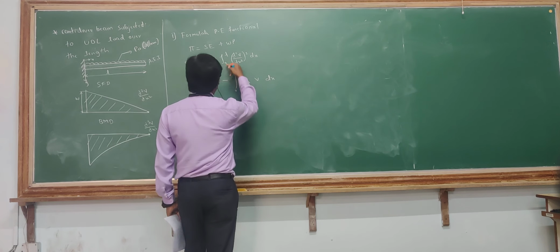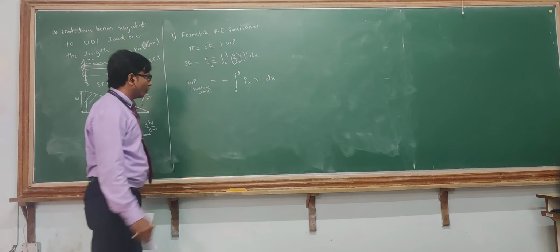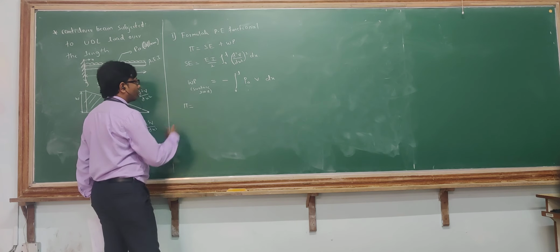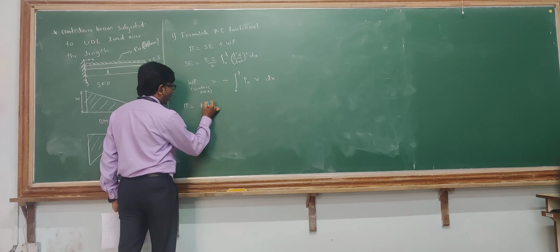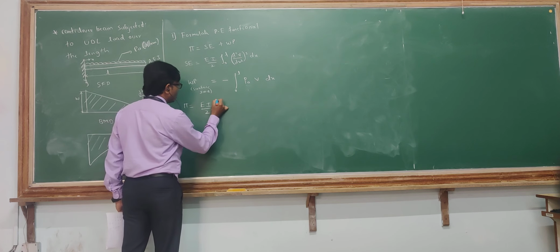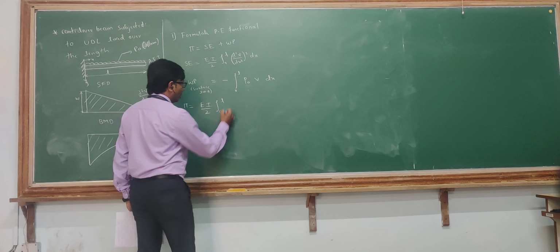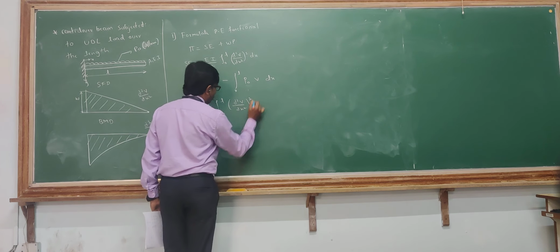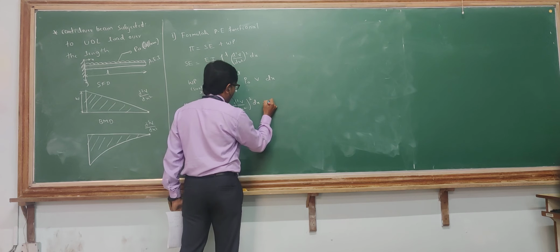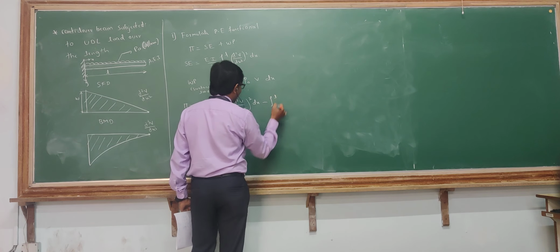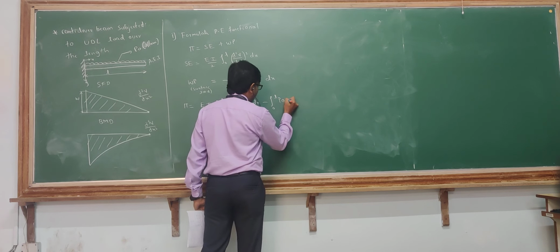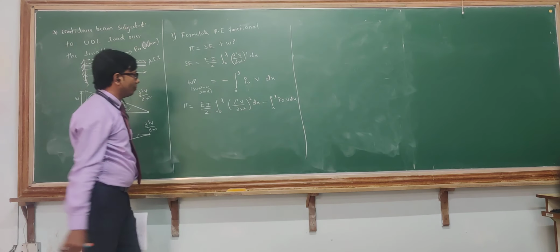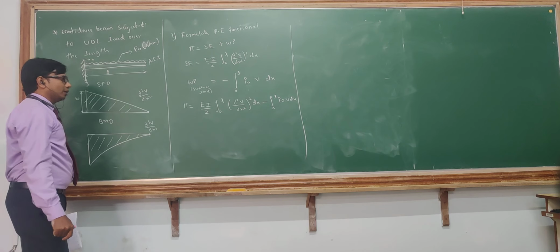We got the strain energy as well as the work potential. We'll substitute them to get the potential energy function. So EI by 2 integration 0 to L, dou square v by dou x square, the whole square, into dx, minus integration 0 to L P naught v into dx. This is one equation which we have got, that is the potential energy function.